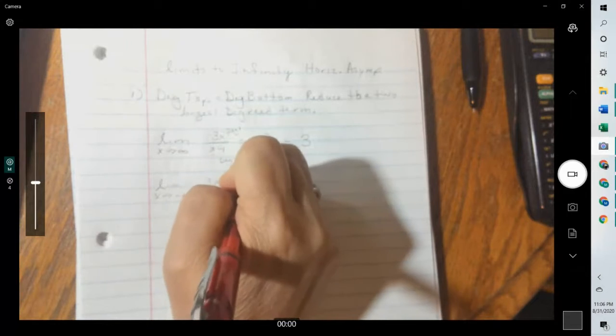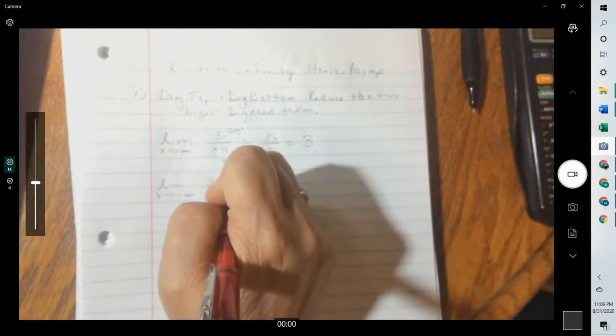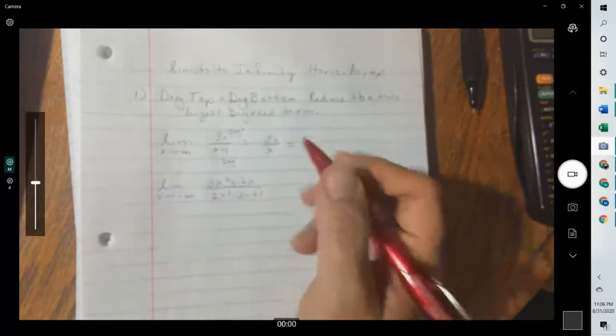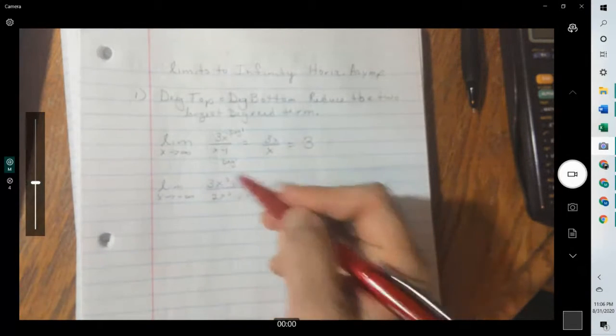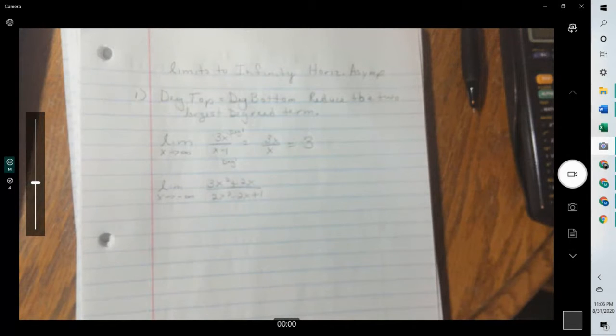Limit as x goes to negative infinity, 3x squared plus 2x over 2x squared minus 2x plus 1. Notice the degree on the top is 2, and the degree on the bottom is also 2.